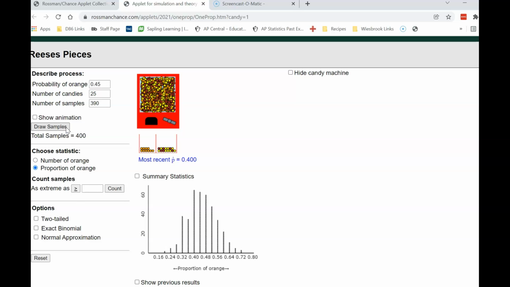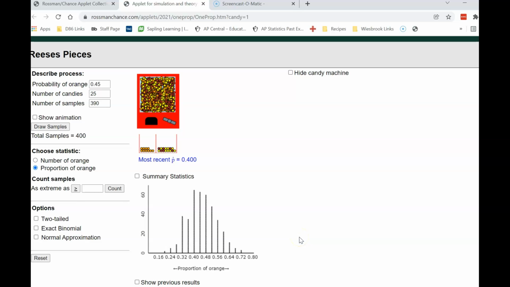So if you look at this, part C says, describe the shape, center, and spread of the approximate sampling distribution of p-hat. So this is 400 sample proportions. You can see the most recent one, p-hat is 0.4. And if you were to describe the shape, center, and spread, it's approximately normal. The mean probably is not too far off of 0.45. And the standard deviation, possibly around 0.1, 0.15. It would just be an estimate on your part.